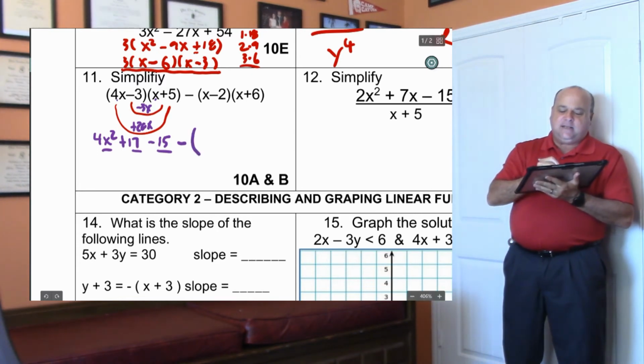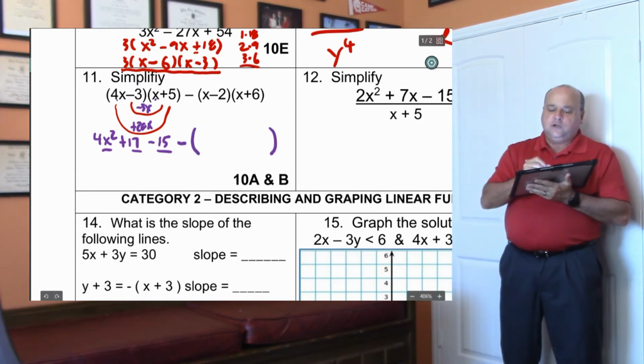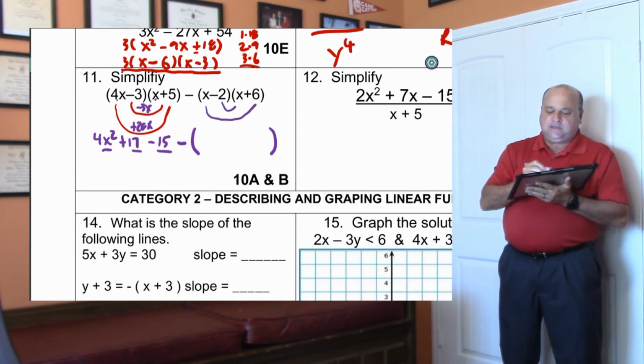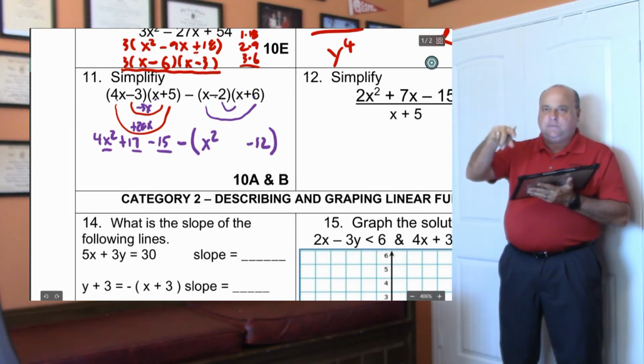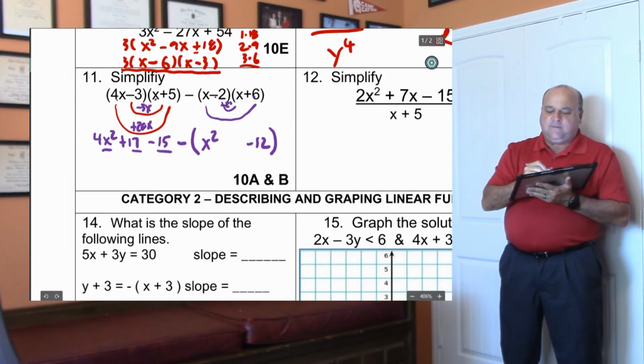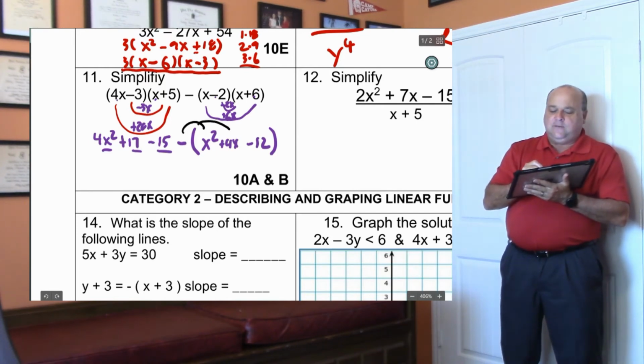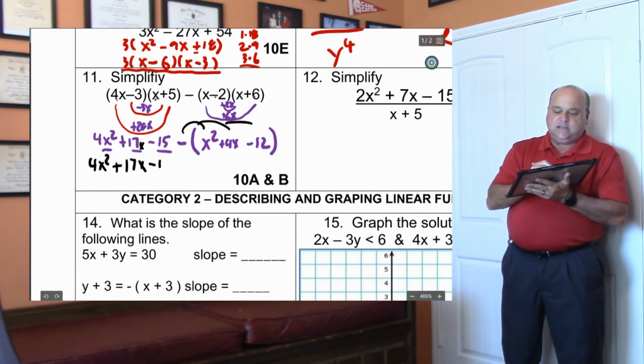Now then I'm going to minus, and I'm going to subtract this whole thing here. So I'm going to draw another FOIL. And I'm going to get x times x is x squared. Negative 2 times 6 is negative 12. That's my first and my last. And then I'm going to have negative 2x plus 6x, which is going to be a plus 4x. Now then, that negative is going to distribute. Okay, so I'm going to have 4x squared plus 17x minus 15 minus x squared minus 4x plus 12.